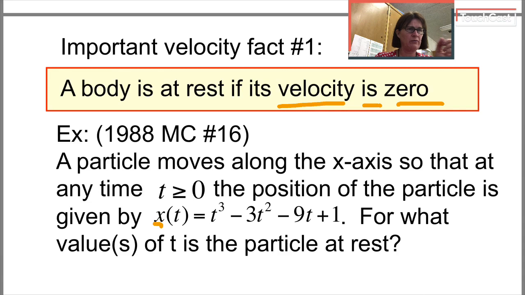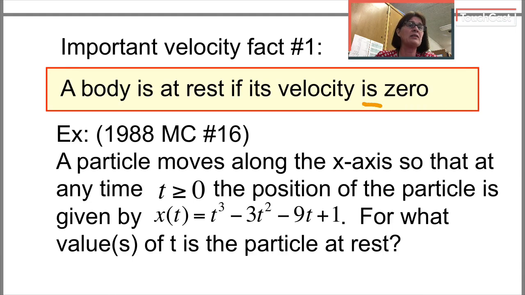So I have a particle that's moving along the x-axis, and it has this position: t cubed minus 3t squared minus 9t plus 1. And I've been asked for what value or values of t the particle is at rest. I hope you were already thinking about doing it, especially because I already accidentally almost gave it away. I'm going to find the velocity function and set it equal to 0.